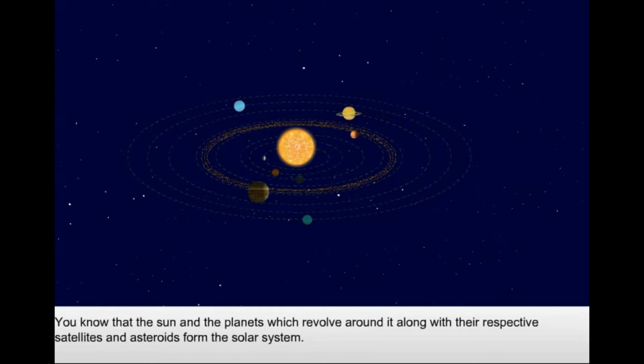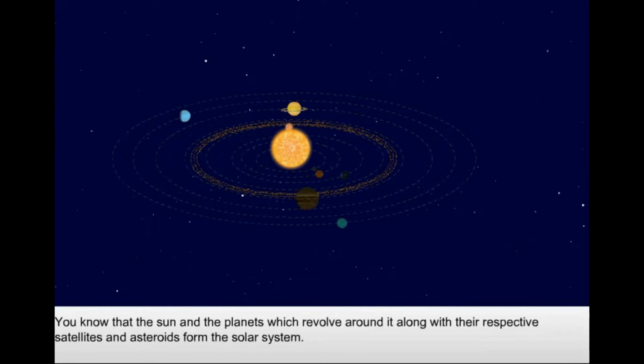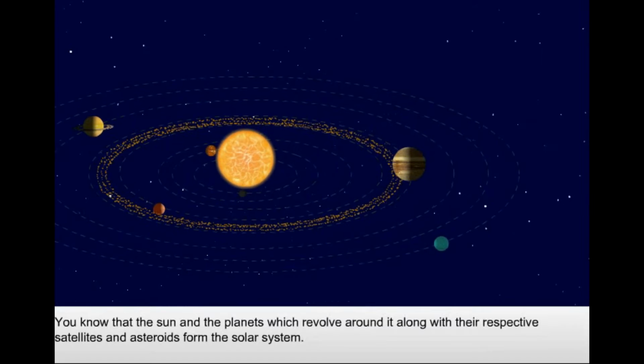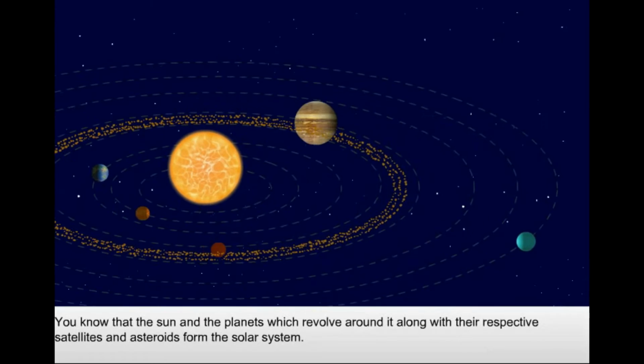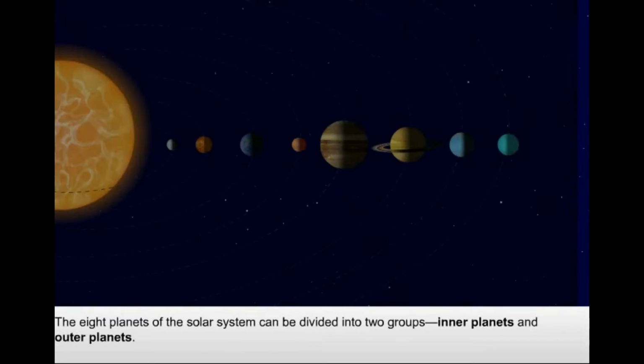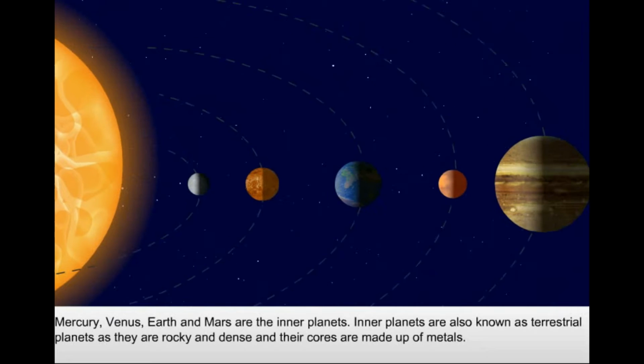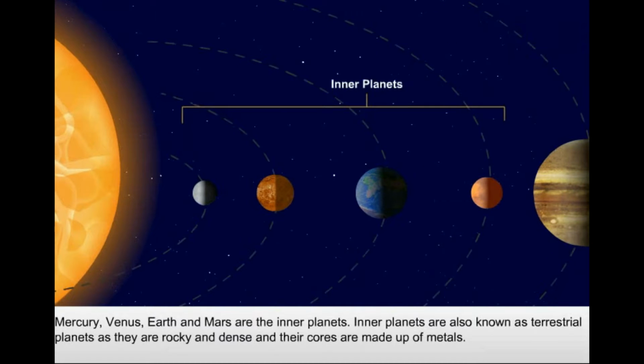You know that the Sun and the planets which revolve around it, along with their respective satellites and asteroids, form the solar system. The 8 planets of the solar system can be divided into 2 groups, inner planets and outer planets. Mercury, Venus, Earth and Mars are the inner planets.